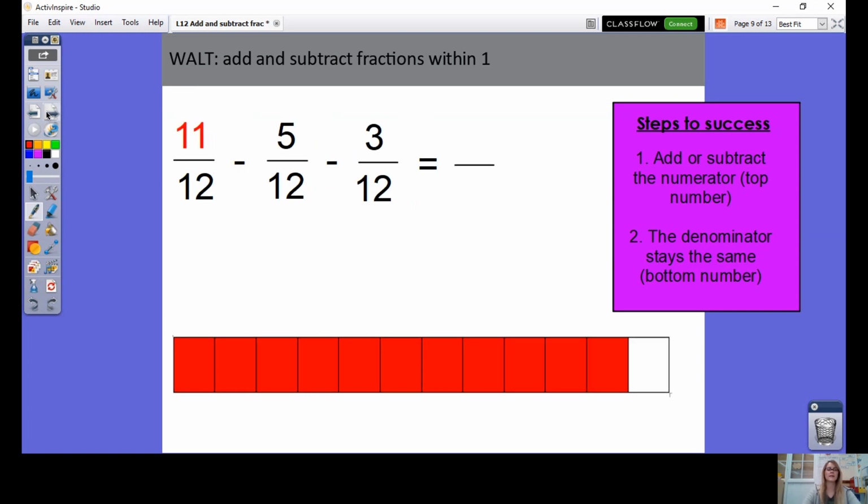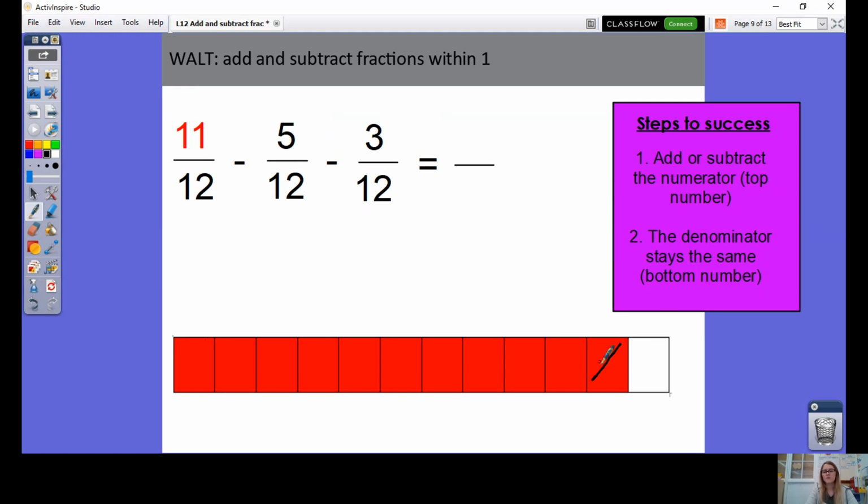Okay, let's look at one more example with 3 fractions this time. So I have 11 twelfths and I want to take away 5 twelfths and 3 twelfths. So I've shaded in 1, 2, 3, 4, 5, 6, 7, 8, 9, 10, 11 out of 12. Okay, so that is representing this fraction here. So the first thing I'm going to do is just focus on taking away 5 twelfths.